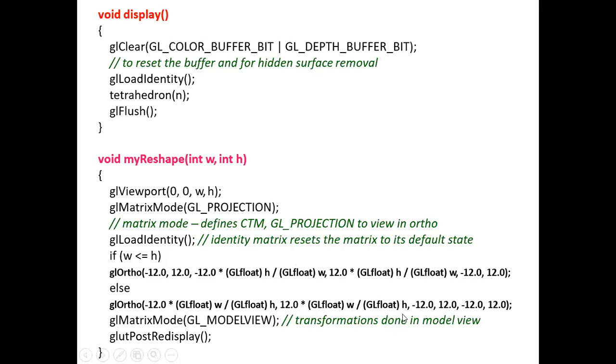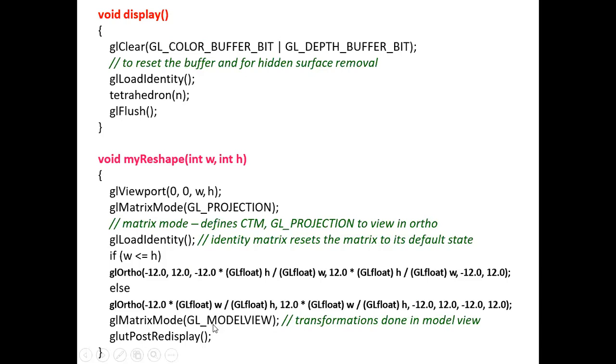So this we have already done. Next, I have here my bottom, I have my top, then I have my far and near values. Then I will set the model view parameter. So glMatrixMode, GL_MODELVIEW, because we have to perform the transformation in terms of model view. Then I will call the function glutPostRedisplay.